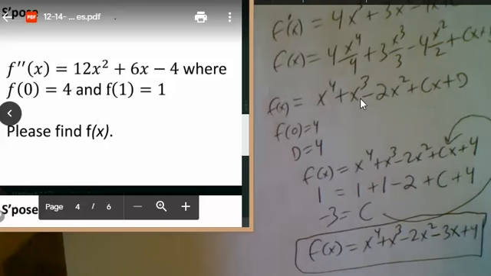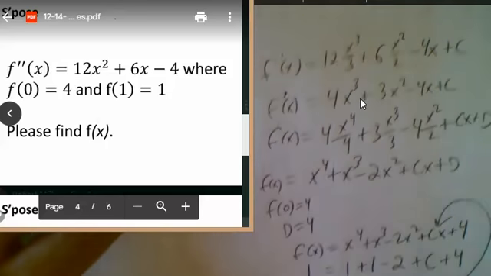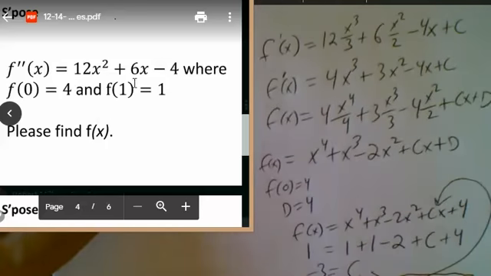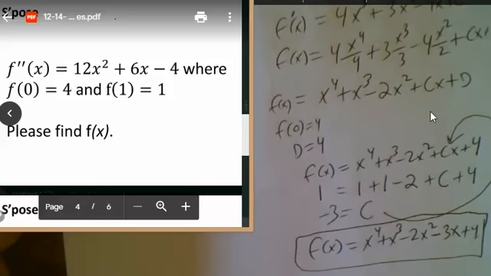If I plug in 0, I get 4. If I plug in 1, I get 1. And if I take the derivative 2 times, I get all the way back to 12x squared plus 6x minus 4. You can double check it yourself, but that should be good to go.